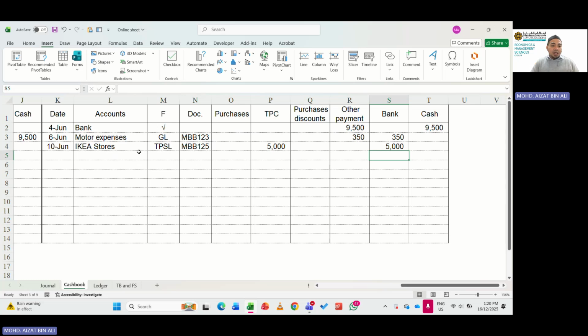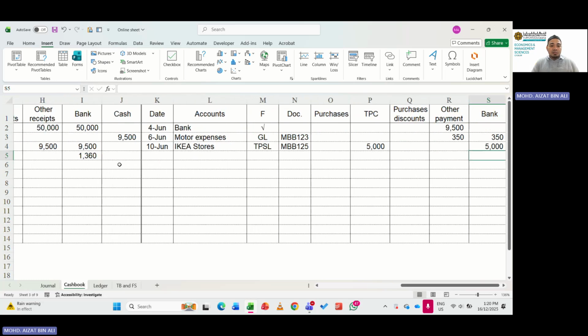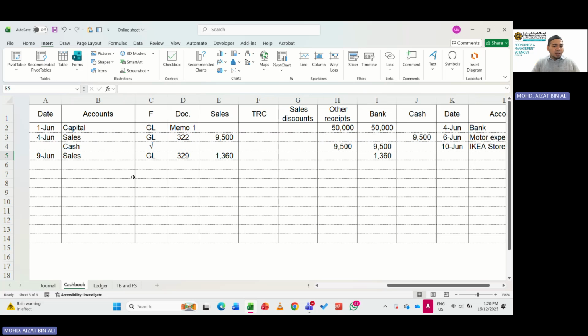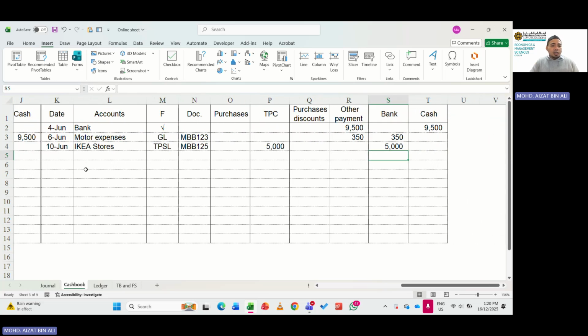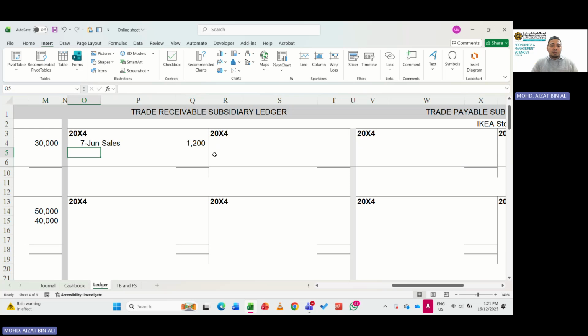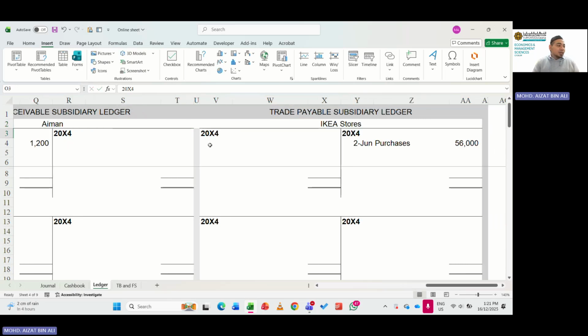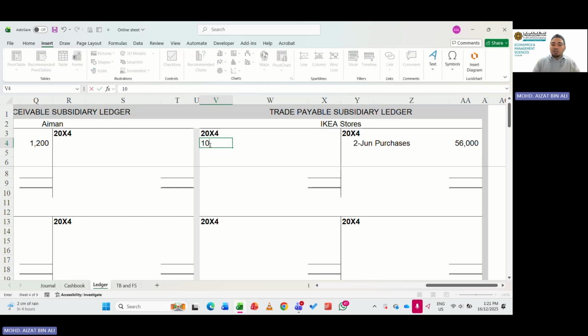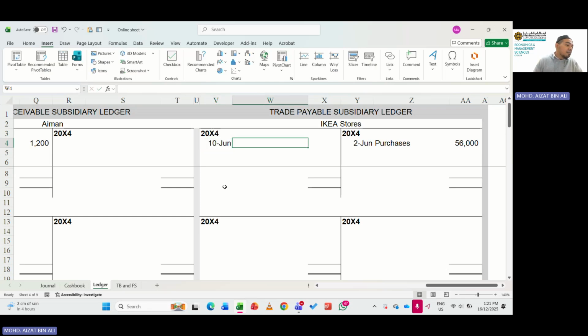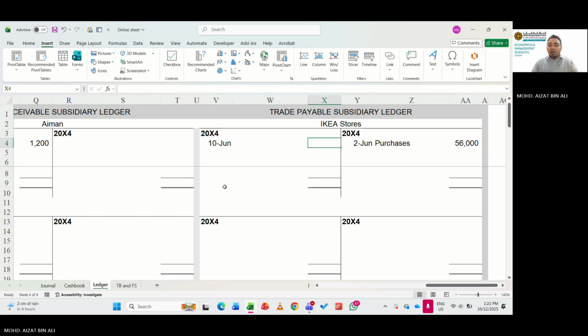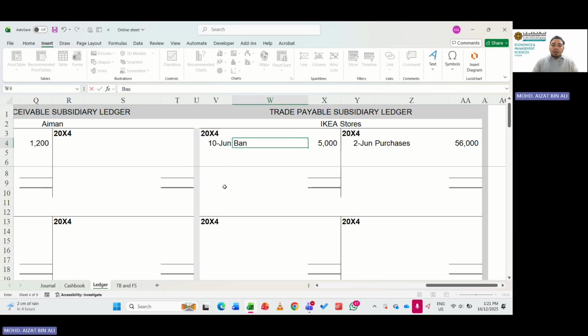For TPSL, we are going to record it simultaneously. By the way, did we open Aiman's account? I think so. Yeah, right. Now let's go to TPSL to update this transaction. Oh, I didn't put Aiman's name here. Sorry, Aiman. Right. So IKEA stores. The date is 10 June, 5,000 ringgit, and using check, so the bank. Next.